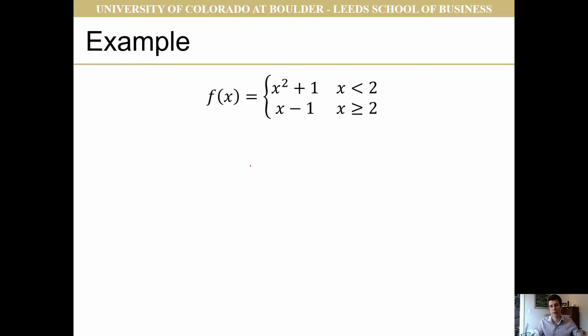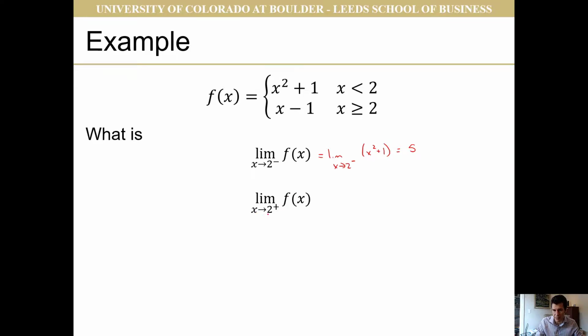Okay, here's another example. What is the limit from the left of our function f of x as x approaches 2? Well, from the left, x is always less than 2, which means we're using this first function. So this is the limit as x goes to 2 from the left of x squared plus 1. And that is simply 5.